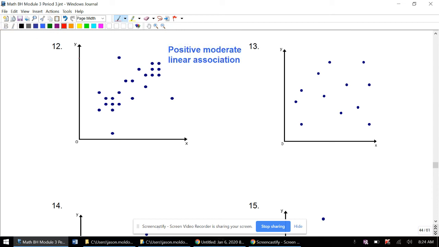And then we are also going to go through and circle any clusters of data. You might circle, plus or minus a point here or there. And then we're going to look for any outliers, like those points.